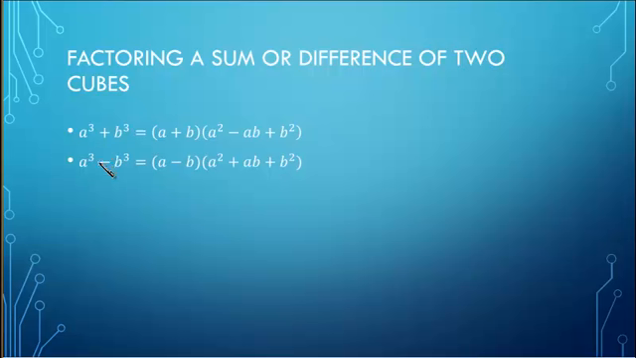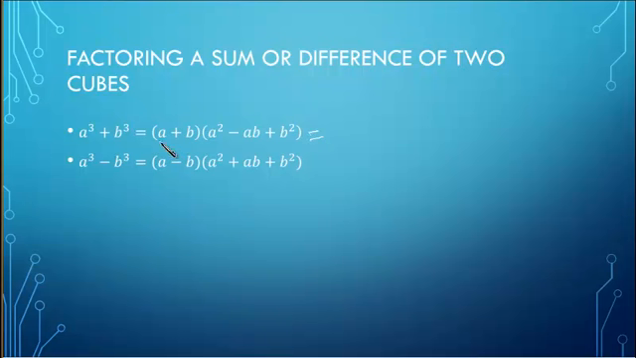Likewise, if we have a difference of two cubes, a cubed minus b cubed, then the first factor is a minus b, times this trinomial, a squared plus ab plus b squared. So it should be fairly easy to demonstrate that these are correct. I'll do this first one for you.